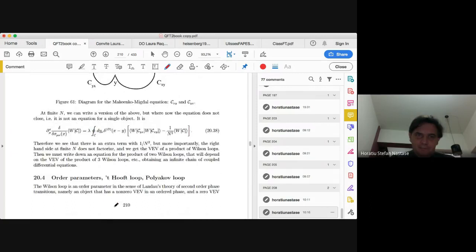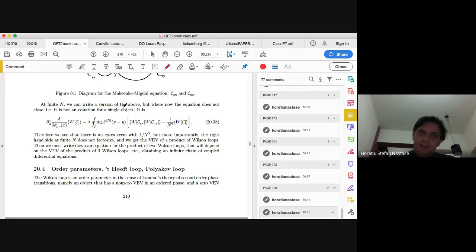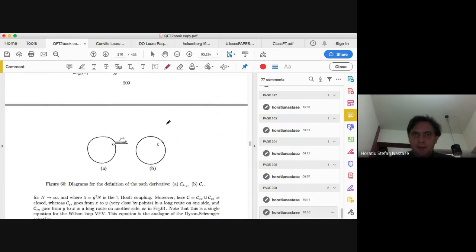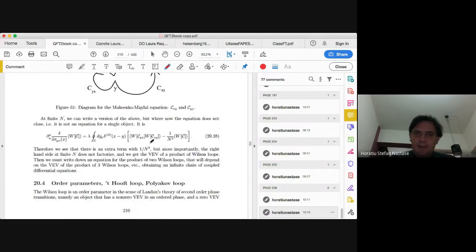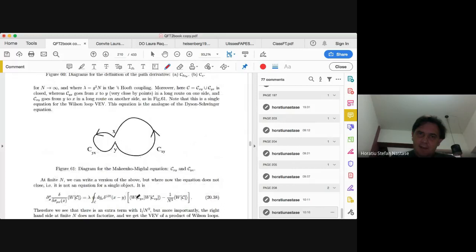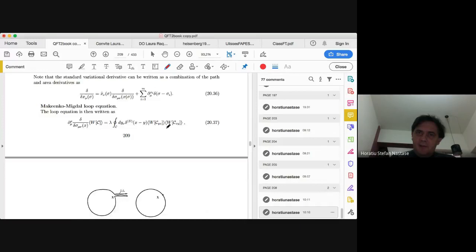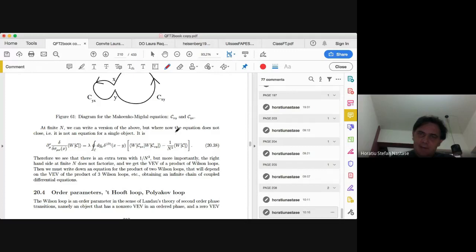The finite N version of this can also be written like this, but instead of the products of the waves, I have the wave of the product of the Wilson loops minus 1 over N squared, the wave of the Wilson loop of C. Remember I said that this wave of products is approximately equal to products of waves with corrections of order 1 over N squared. In this case, this is the correction.